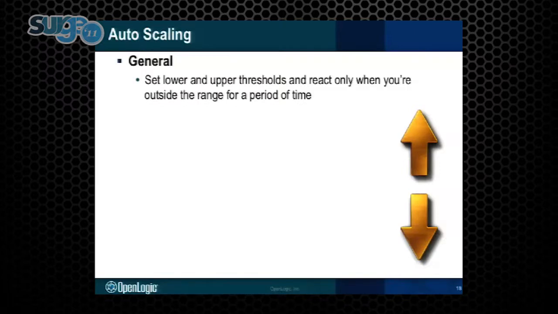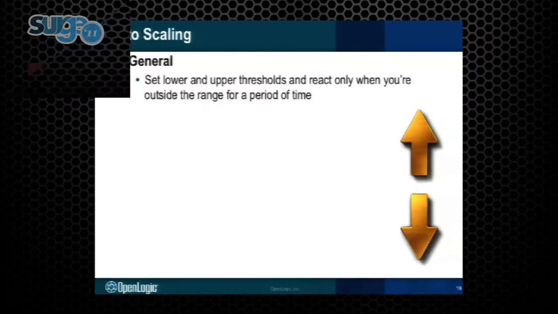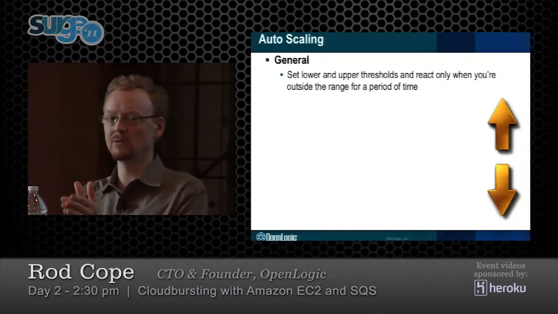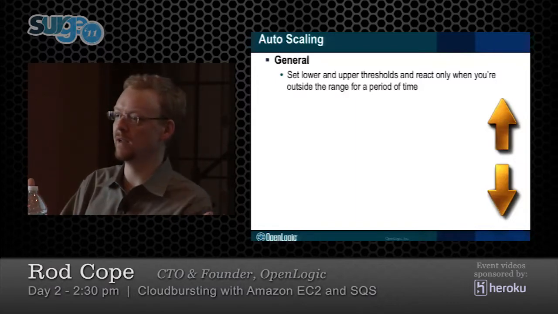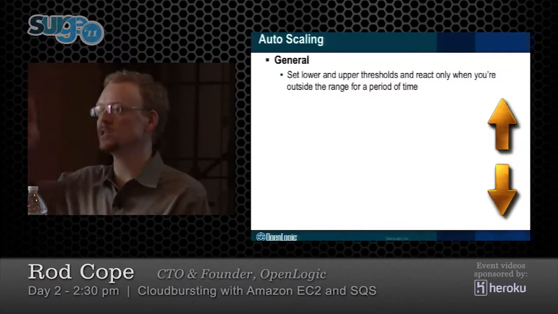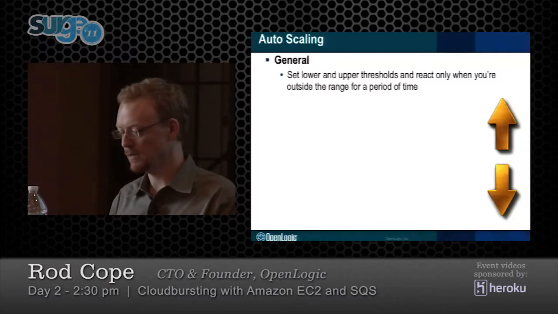Auto scaling. So we're going to auto scale the EC2 side of things. Based on how much stuff is in my queue, that determines how many servers I want up and running processing the queue. In general, you want to set upper and lower bounds, kind of a range, and you only want to react if you're outside of the range for a period of time. So you don't want to make a snap decision and say, if the queue has more than 10 items in it, immediately spin up new servers, and if it ever goes below 10, shut them down. You're just going to be thrashing up and down constantly, right?